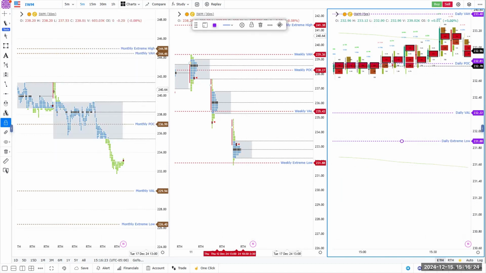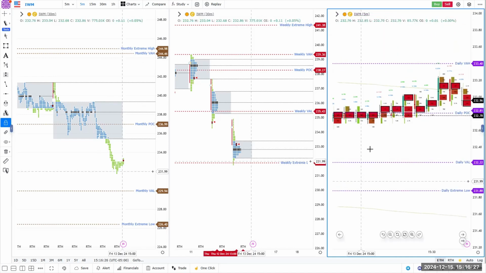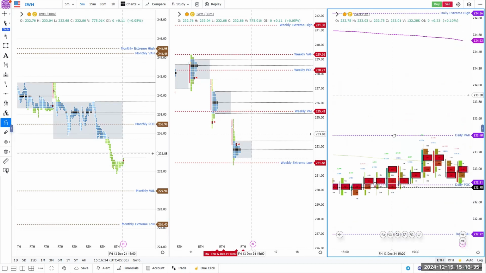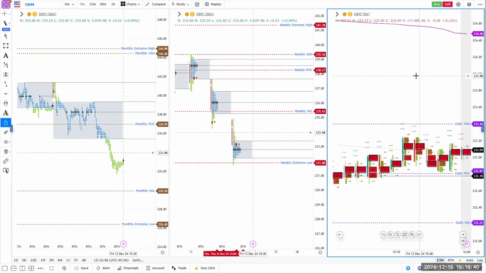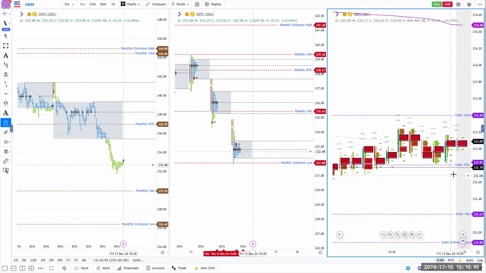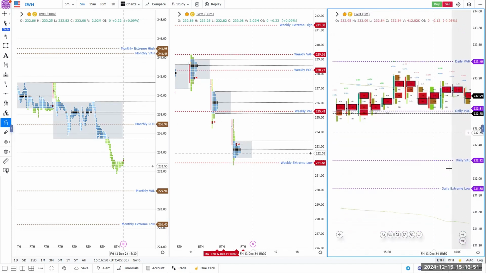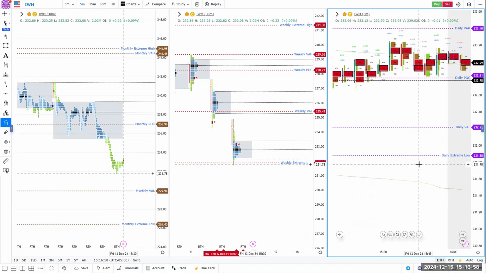All right, looks like we've got our daily numbers set. Let me go ahead and unlock and then lock it back, just so I don't make a mistake and accidentally click on it. So we have our extreme high of Friday, 234.86. Our value high of Friday, 233.44. Our POC of Friday, 232.81. Our value low of Friday, 232.22. And lastly, our extreme low of Friday, 231.88.